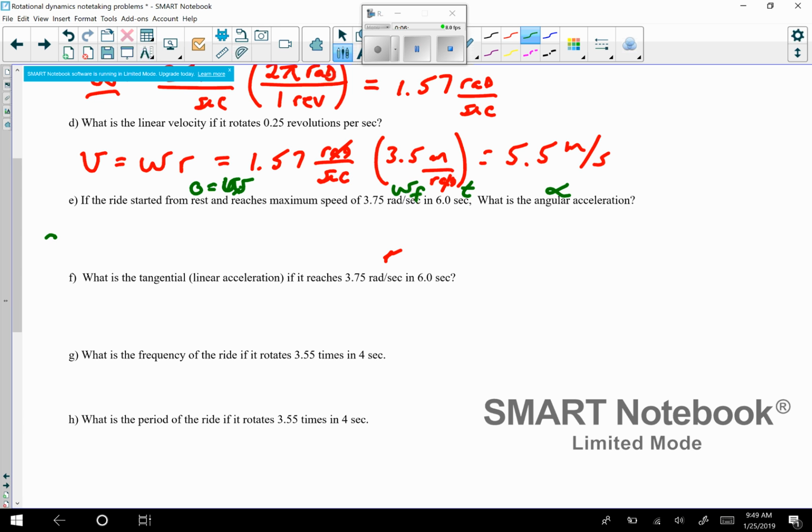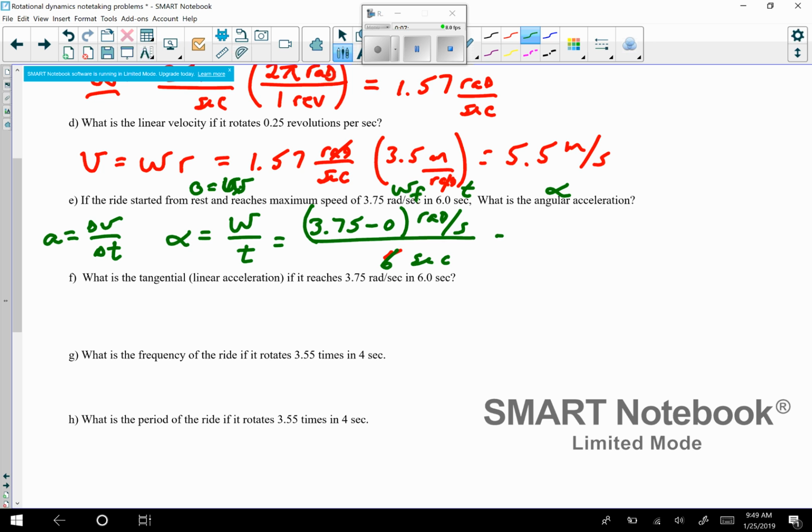Well, if you remember, the old formula for acceleration was change in velocity over change in time. Now you simply change it using the Greek letters. So instead of an A, I'm going to use an alpha. Instead of a V, I'm going to use an omega. And so watch how easy this is. If the car started at 0 and went to 3.75 radians per second, so it's final minus initial, and this is once again radians per second. The time it did this in was 6 seconds. And so if you divide that 3.75 by 6, you end up getting 0.625. It's going to be radians per second squared. So just like we used to do acceleration in meters per second squared, this is going to be radians per second squared.